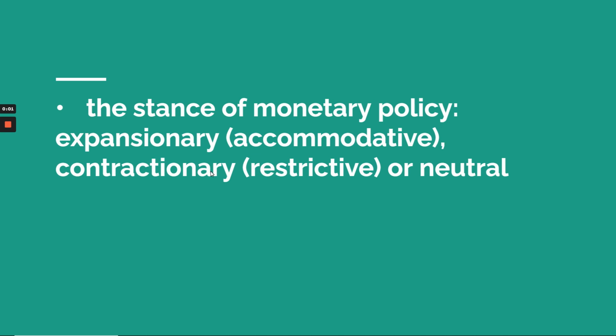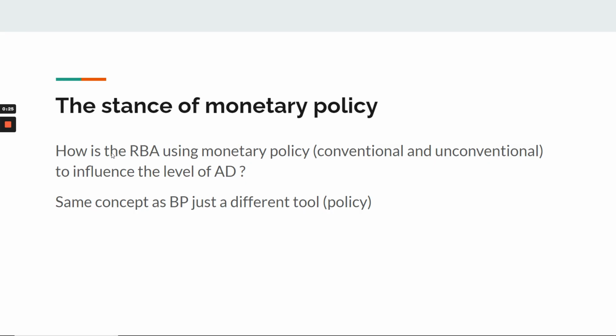Hello economics students, in this video we're going to continue our journey in monetary policy. We're almost finished. We're going to look at the stance of monetary policy, whether it is expansionary, which is also known as accommodative in monetary policy land, or contractionary, which is also known as restrictive in monetary policy land. And we're also going to look at this thing called neutral, or the neutral rate of interest.